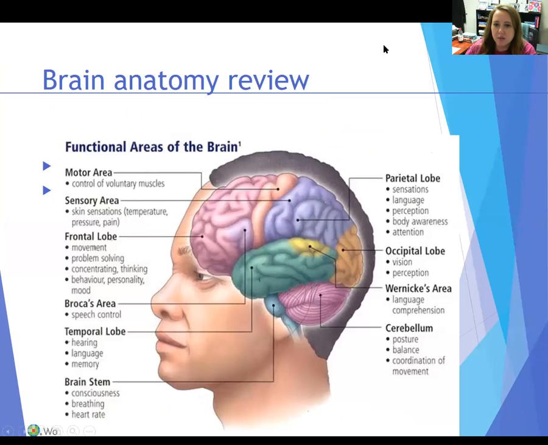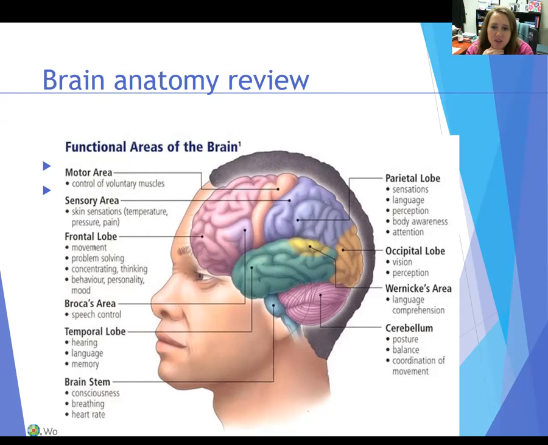So let's talk a little bit about remembering our brain anatomy and which areas of the brain control different daily processes for us. So this is important when we're talking about patients who've had strokes, because depending on the area of the brain that they've had a stroke in is going to be the deficit that we'll see with the patient.